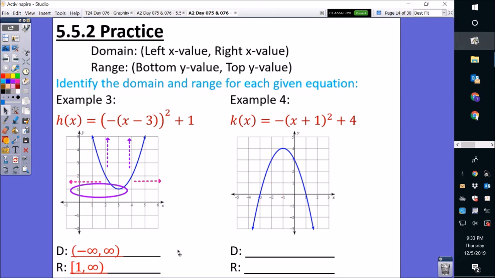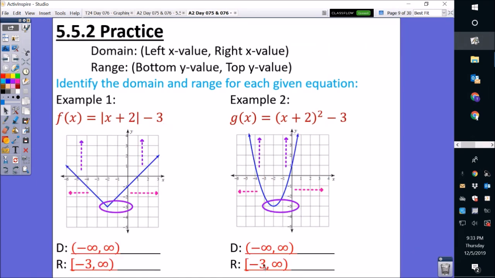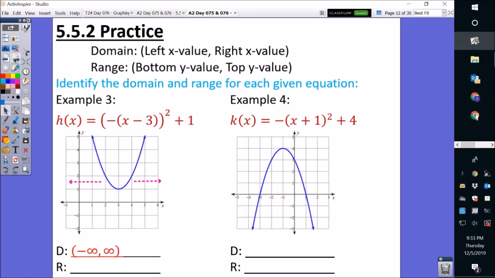Now moving on to example 4, we have k of x. Well, before that, if we were to go back and analyze example 2 with the domain and range, and compare it to example 1 and 2, you'll see that the domain and range is pretty much the same format. So if there's a reflection across the y-axis with the negative inside the parenthesis, then there's no difference in the format for domain and range.